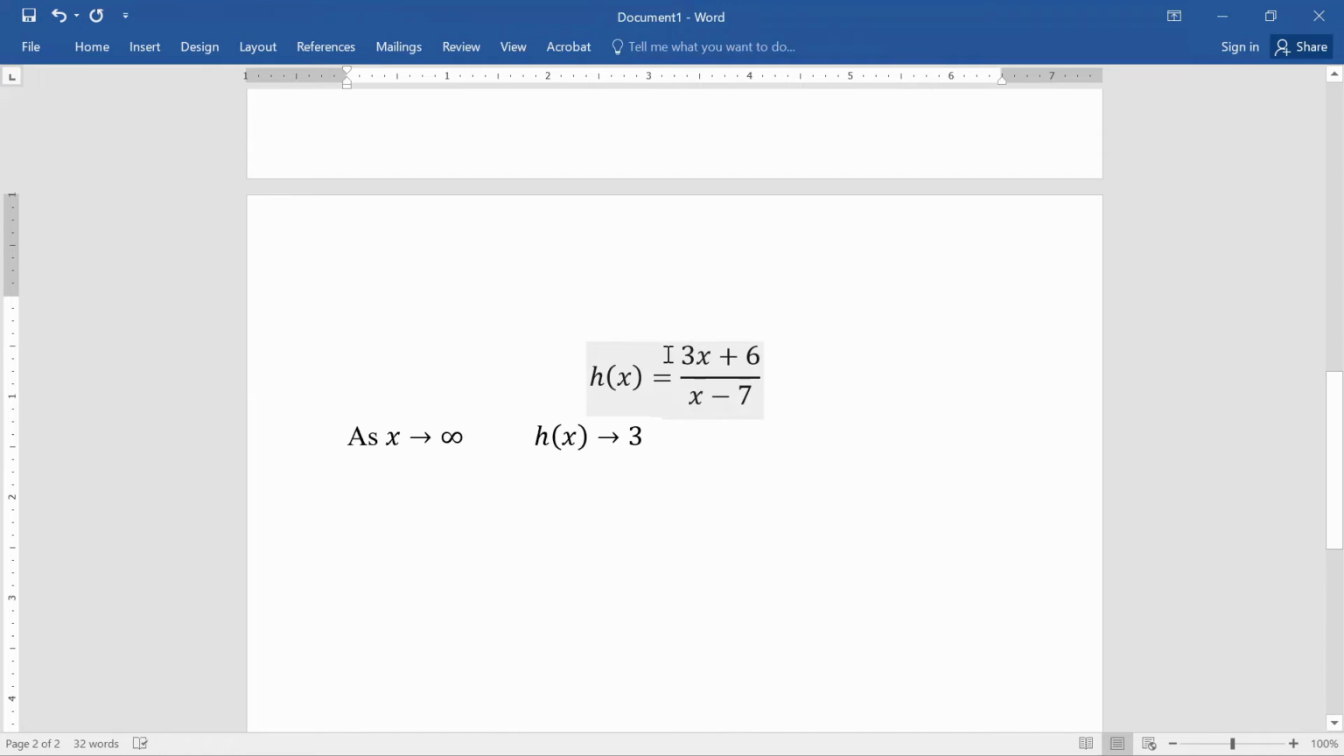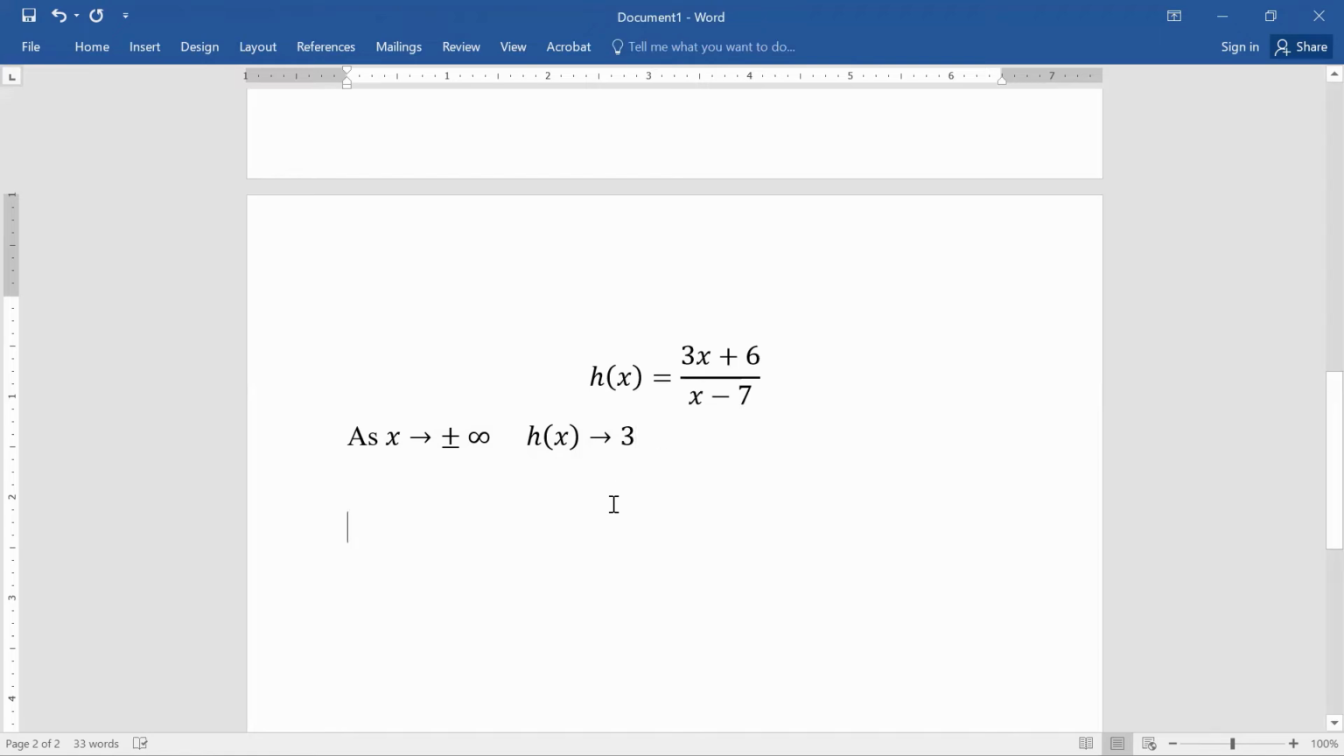If I plug in a really big negative number, and you look at what's happening as x gets bigger and bigger in the negative direction, it turns out that the function also goes to 3. I just didn't want to write limit as x goes to infinity is 3, and then limit as x goes to negative infinity is 3. So that's what that is.